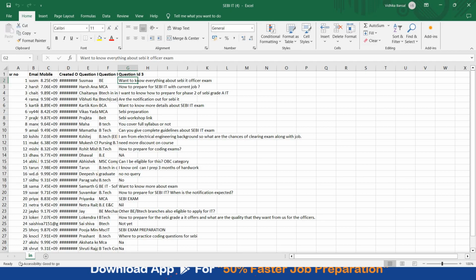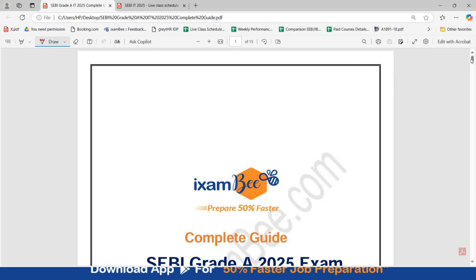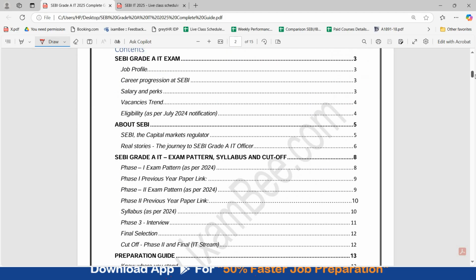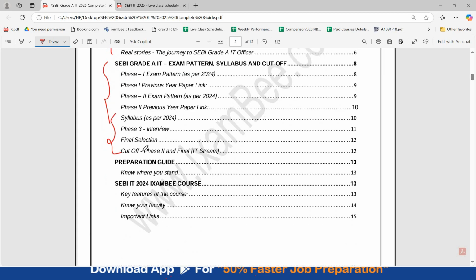If you need a consolidated PDF in which everything about the SEBI IT exam is mentioned, you can download that from the description. This SEBI IT complete guide is added in the description. It contains all the details related to the SEBI IT exam: the job profile, career progression, salary and perks, vacancy strength, eligibility, about SEBI, the exam pattern, the syllabus, the cutoff, selection criteria, preparation guide, and all the important links related to previous year papers and mock tests. Everything is present in this guide. You can download this from the description.